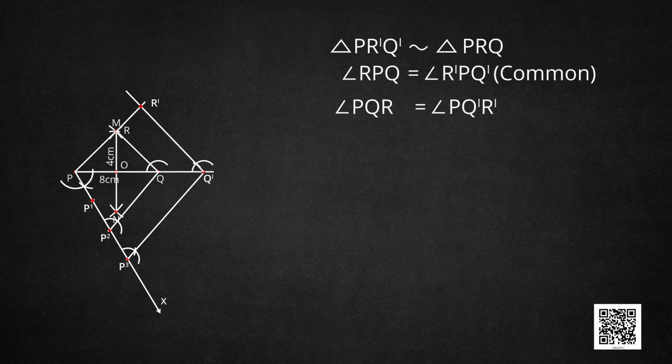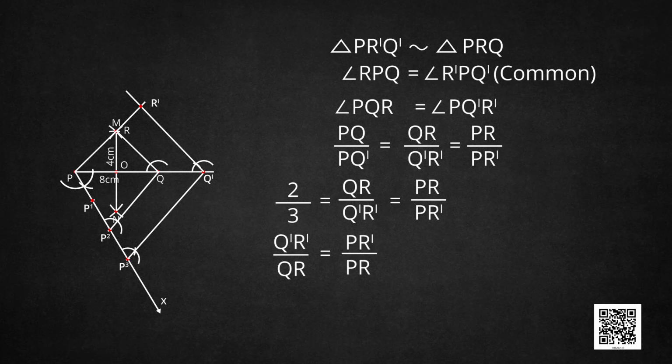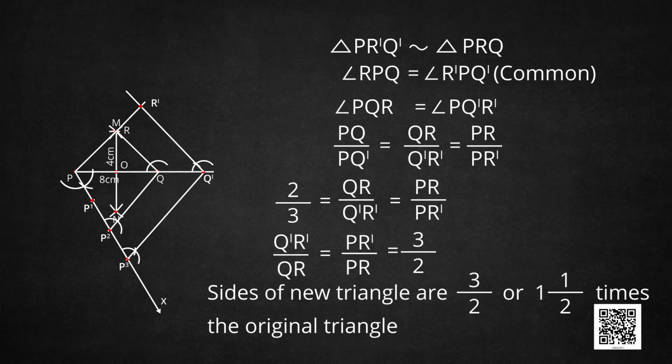So we can say that the two triangles are similar and hence PQ upon PQ dash is equal to QR upon Q dash R dash is equal to PR upon PR dash, because corresponding sides of similar triangles are in proportion. So thus we say that 2/3 is equal to QR upon Q dash R dash, which is equal to PR upon PR dash. So Q dash R dash upon QR is equal to PR dash upon PR is equal to 3/2. Or we can say that the sides of the new triangle are 3/2 or 1.5 times the original triangle.